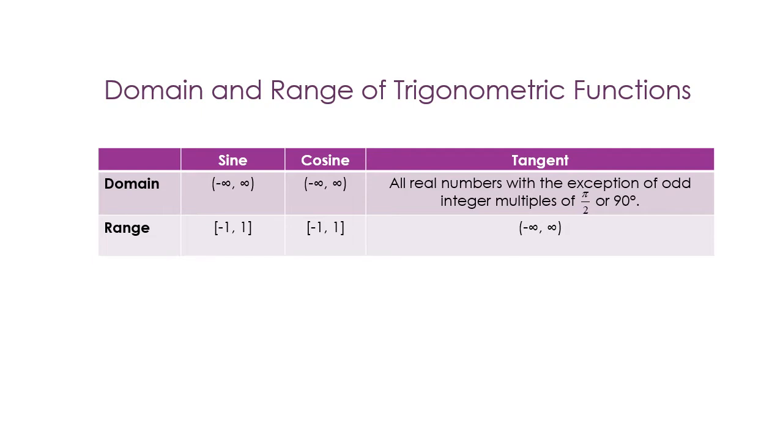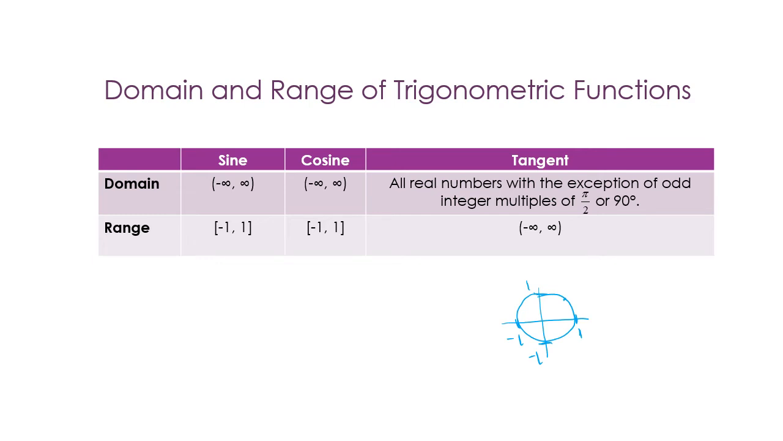However, the range is between -1 and 1. And if you think about it, if we're talking about a unit circle, remember the sine values were the y values and the cosine were the x values. None of these x and y values are going to be larger than 1, and none of them are going to be smaller than -1.